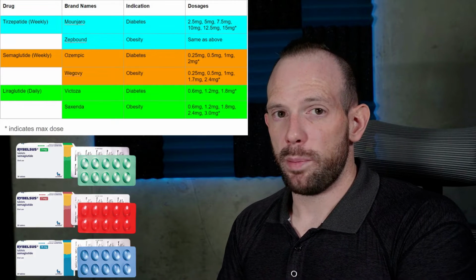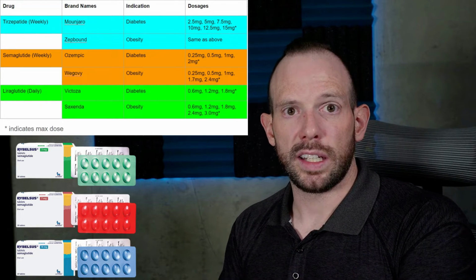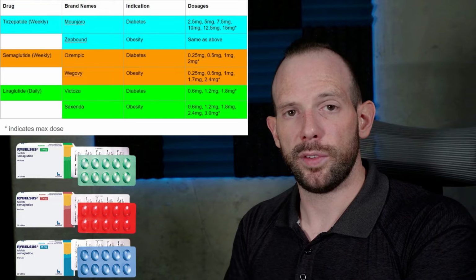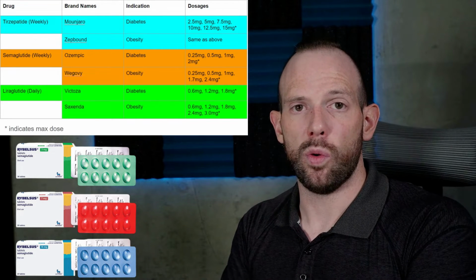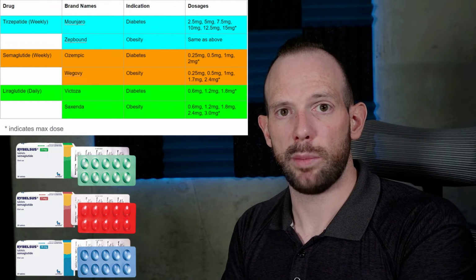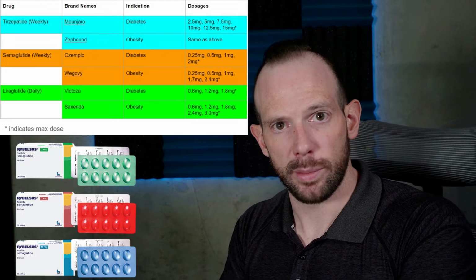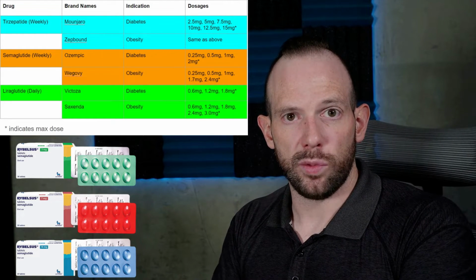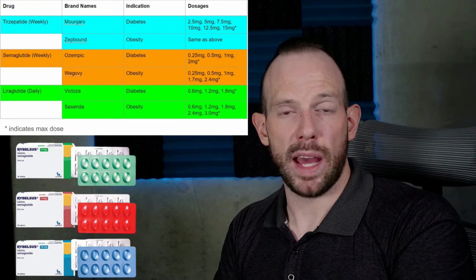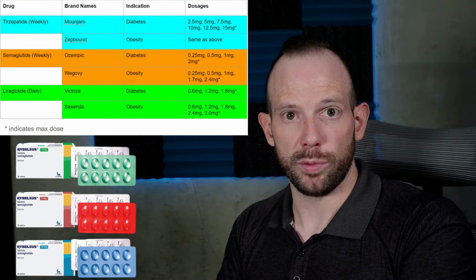Now, technically, Rybelsus, which is also on the market, contains semaglutide. The difference is that Rybelsus is an oral tablet. It's a once daily tablet. You take it every single day on an empty stomach. It is only currently indicated for diabetes management at up to a maximum dose of 14 milligrams once per day.